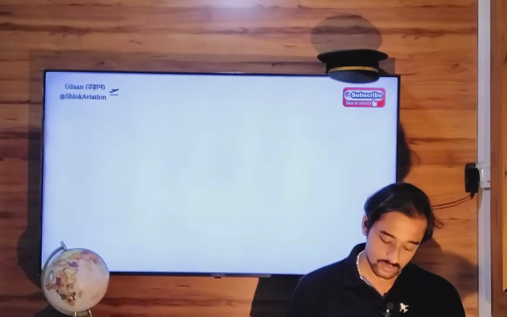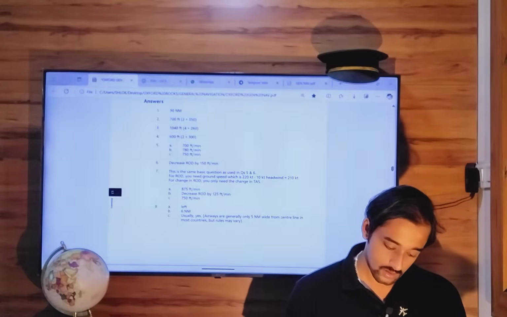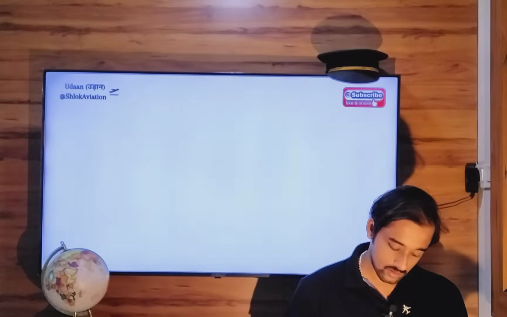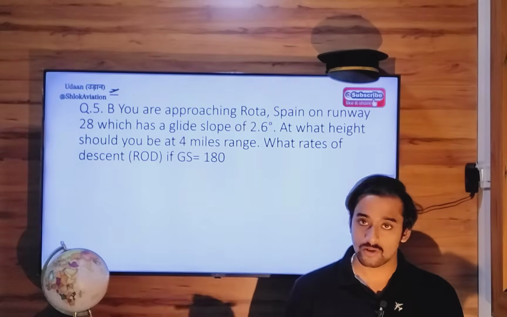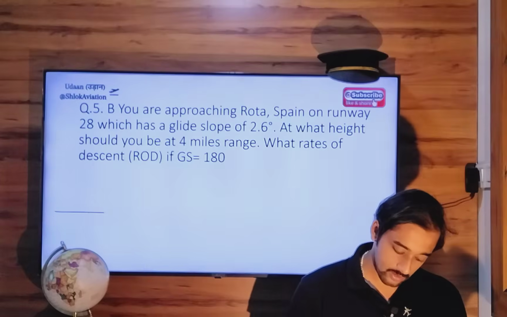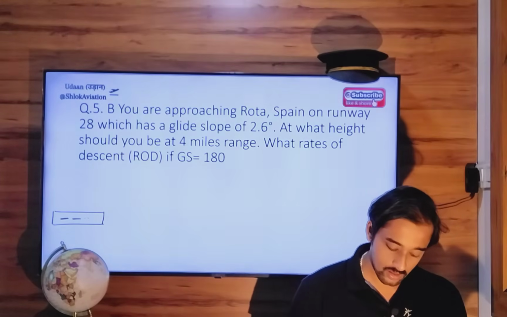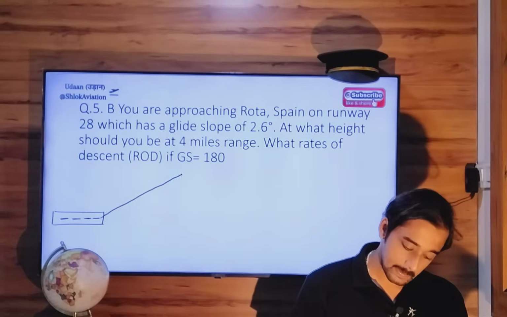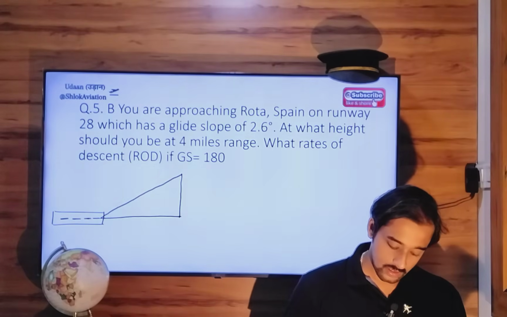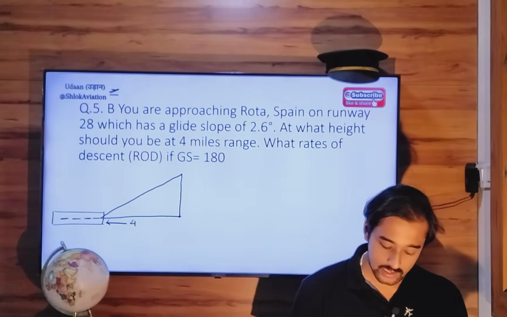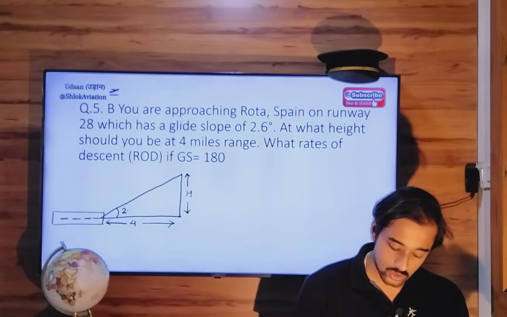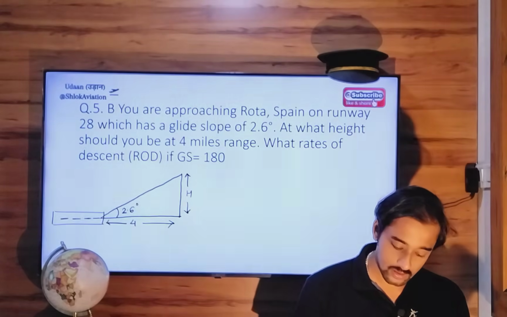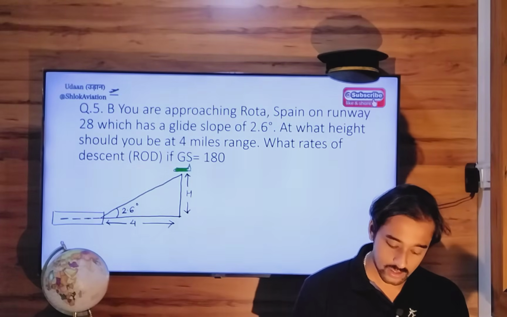Next, you are approaching Spain on runway 28. Find the glide slope height and rate of descent. So again, this is your runway here. The distance is 4 miles. The height we have to find out. The glide slope is 2.6 degrees. This is your aircraft.